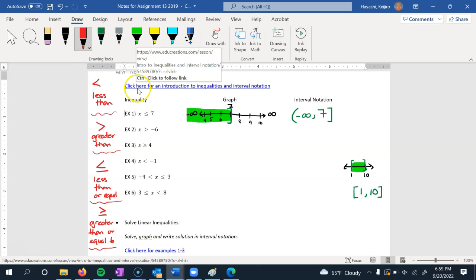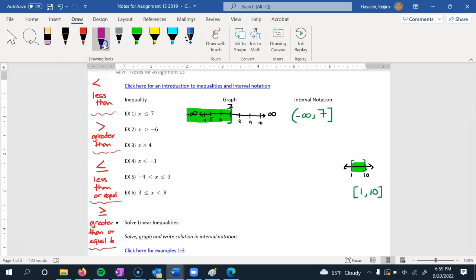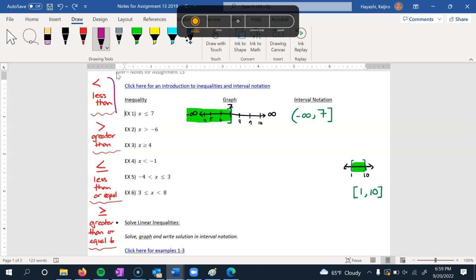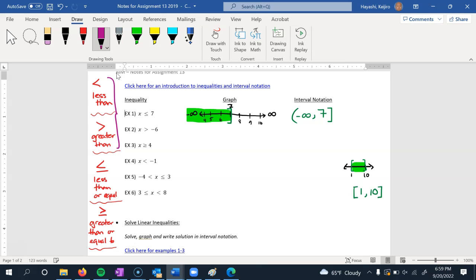So, the two symbols that read less than and greater than, and you might hear me say strictly less than or strictly greater than, to differentiate it from the other two. But these less than or greater than symbols are going to have parentheses. Inequalities that have these symbols are going to have intervals that have parentheses on them.